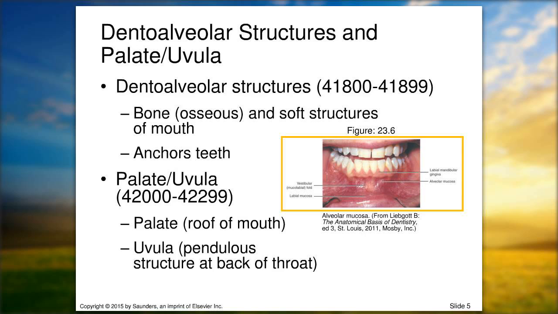Over on page 656, the dentoalveolar structures and palate and uvula. These procedures consist of drainage of abscesses or cysts and excisions of lesions. Your palate and uvula subheading contains codes for excisions and repairs. And please note that your grafts are reported separately. And what is the uvula? It is the structure at the back of the throat.